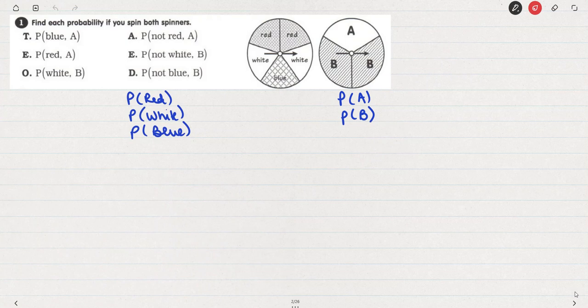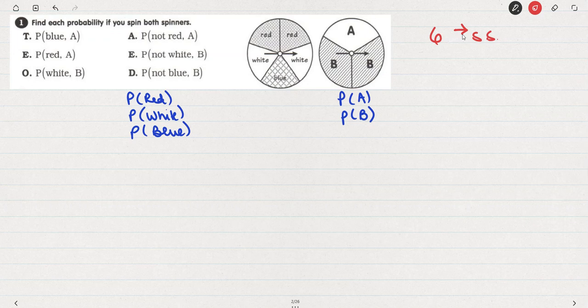When we do these spinners, we're going to draw a tree diagram. And because I know that there are a total of 6 elements in the sample space, I know that I need at least 6 lines when I go to draw the tree.